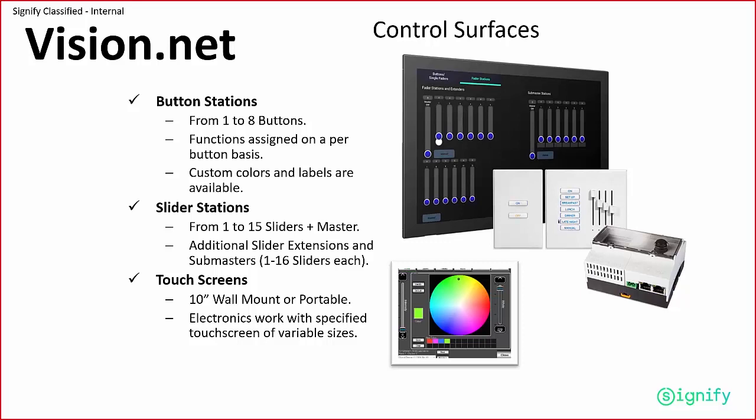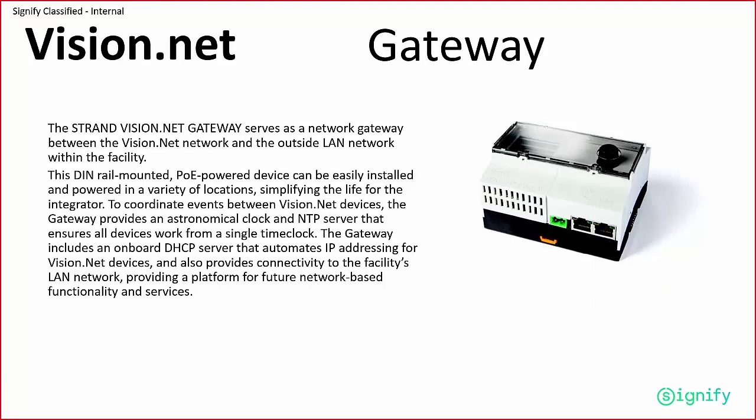The other device that's showing here is the new VisionNet gateway. It literally serves as a gateway between the VisionNet network and the outside LAN network within the facility. It's a DIN rail mounted power over Ethernet device that's very easily installed in a variety of locations. So this makes it easier for configuration by the commissioning agent.